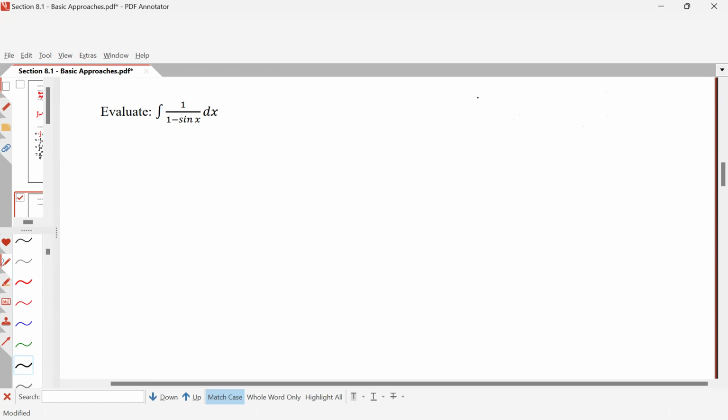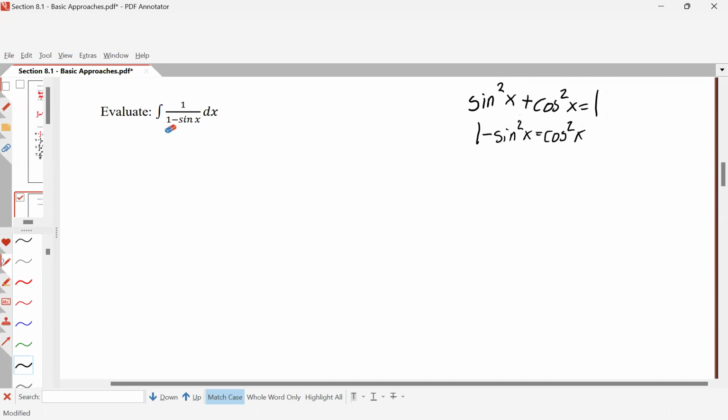So the big trig identity that comes up here is that sine squared x plus cosine squared x equals 1. With a little bit of rewrite, this also means that 1 minus sine squared x is cosine squared x. We have something that looks a little bit like 1 minus sine squared x. We have 1 minus sine x.